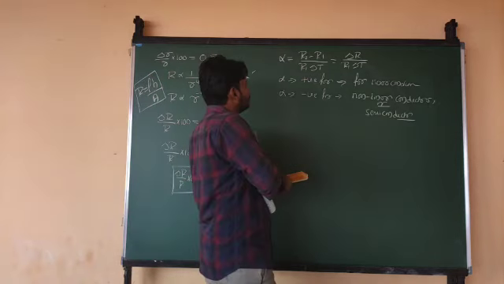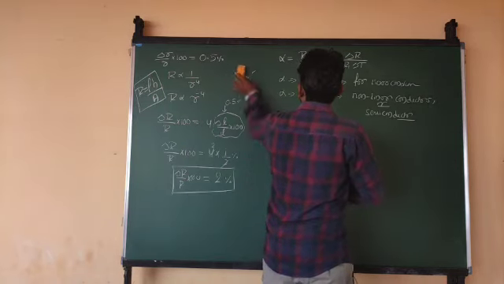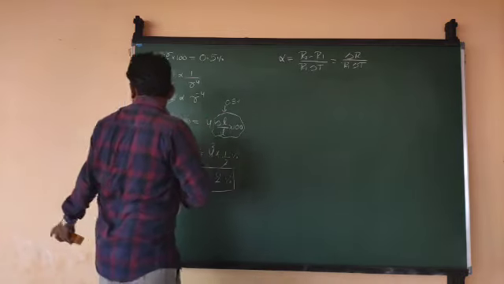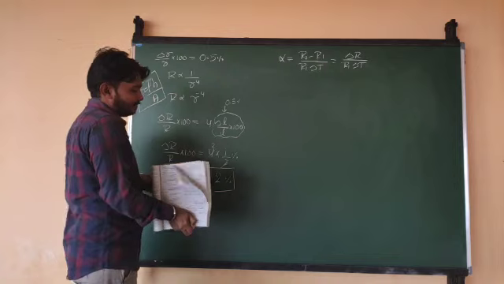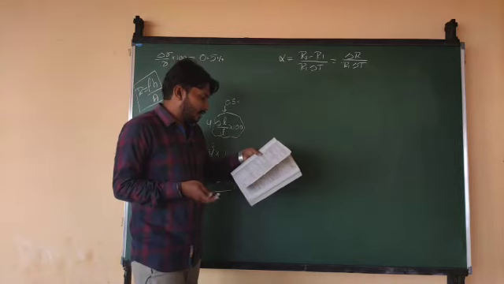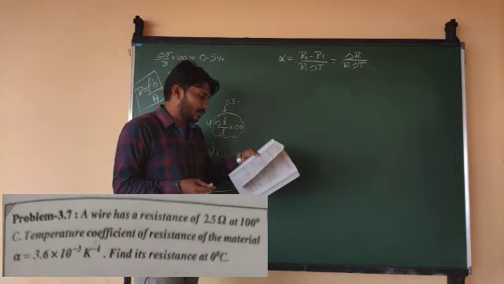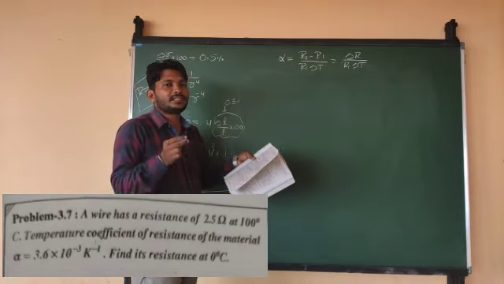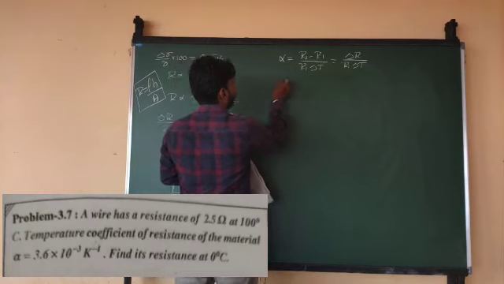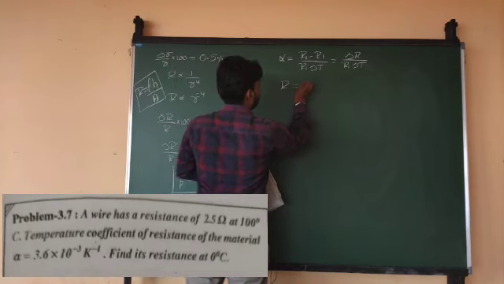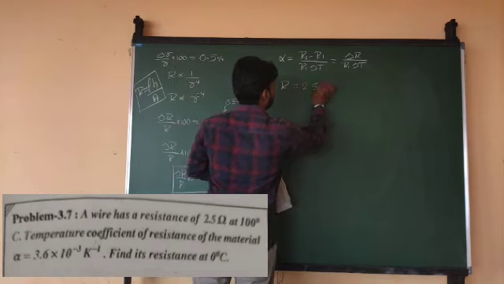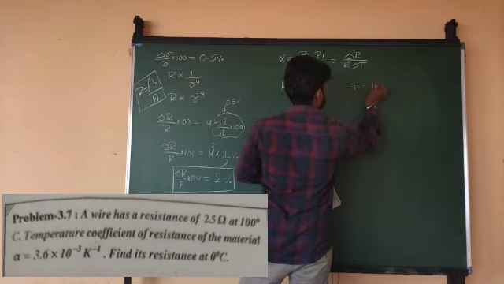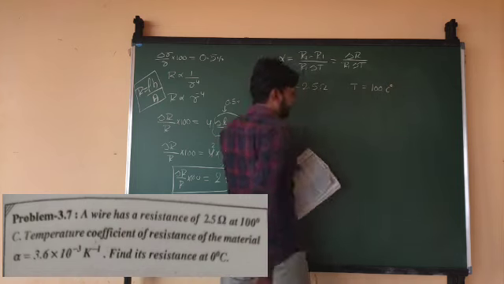So look at here. Related to these formulas, we'll solve some numericals here. Okay. A wire has a resistance of 2.5 ohm at 100 degrees Celsius. So look at here, one wire is there, its resistance is 2.5 ohm. The resistance of the wire is 2.5 ohm at 100 degrees Celsius. So the temperature value is 100 degrees Celsius here.